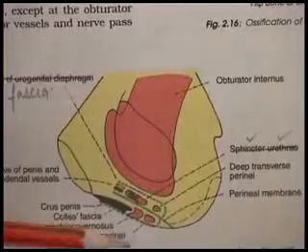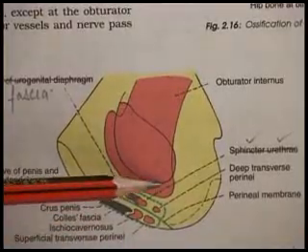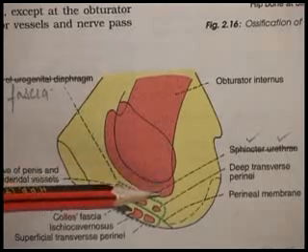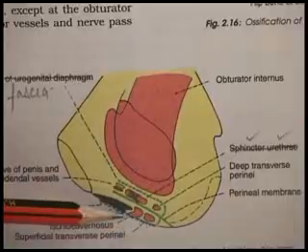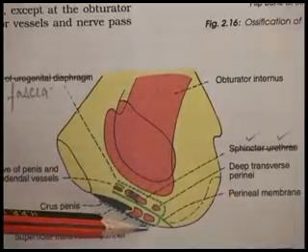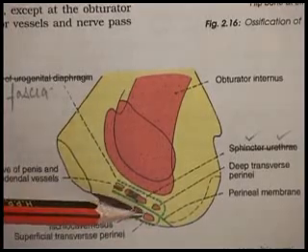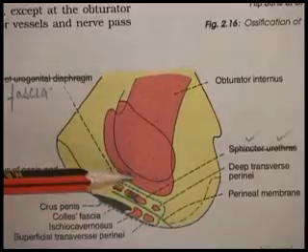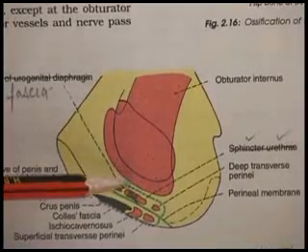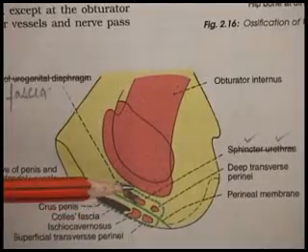The conjoint ischiopubic rami. The upper border provides attachment to the obturator membrane. Lower border gives attachment to fascia lata and Colles fascia of perineum. The inner surface is divided into three areas. Upper area close to obturator foramen gives attachment to obturator internus muscle. Upper ridge gives attachment to the endopelvic fascia.